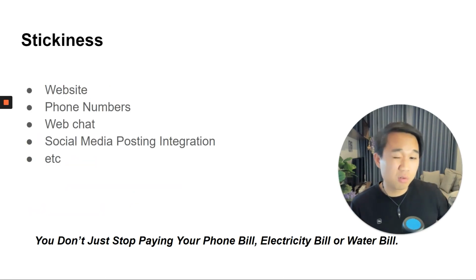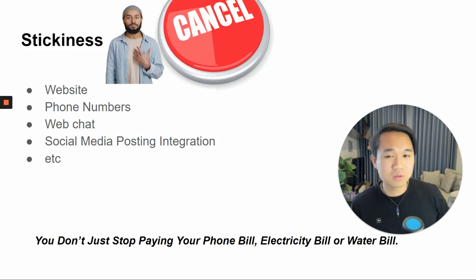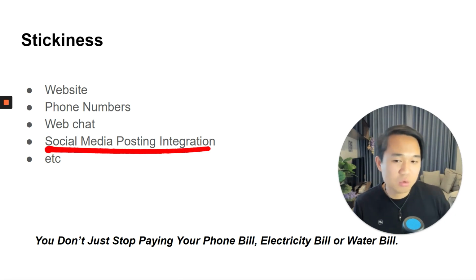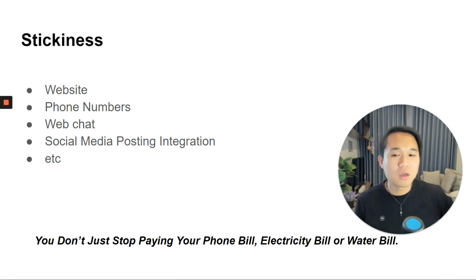The second thing that I really like about the SaaS model is that it's very sticky, right? For example, you'll be selling things such as a website, phone number, web chat, social media posting, integrations, and all the other stuff. When you have a business, it's very hard to cancel on you if this thing that you have is with the software. For example, you don't just stop paying your phone bill, your electricity bill, and your water bill, because that is compulsory, that is necessary.